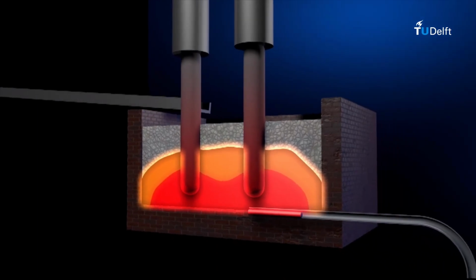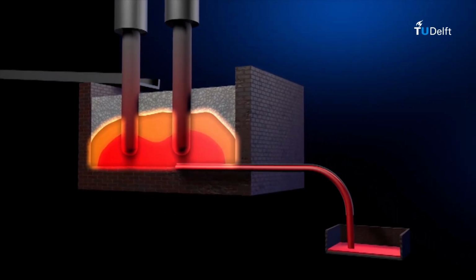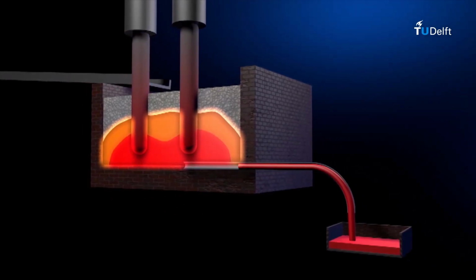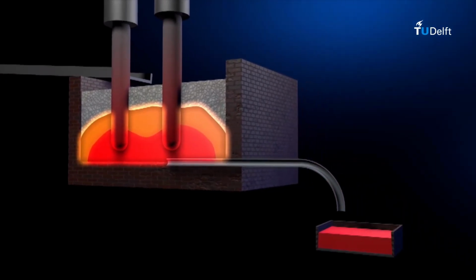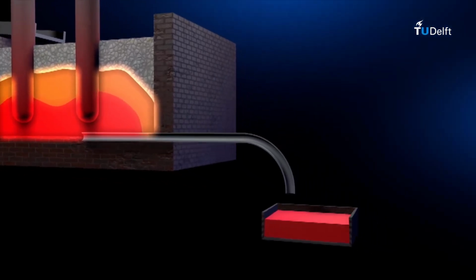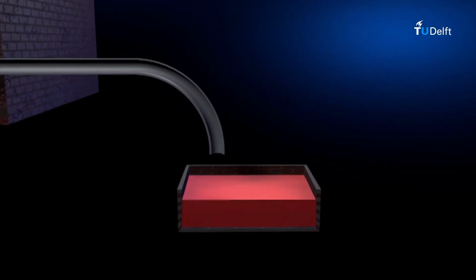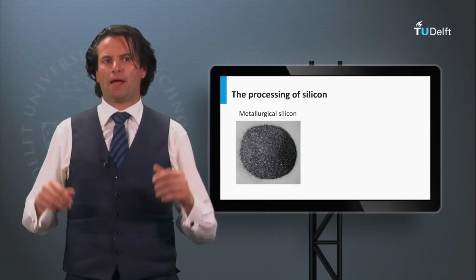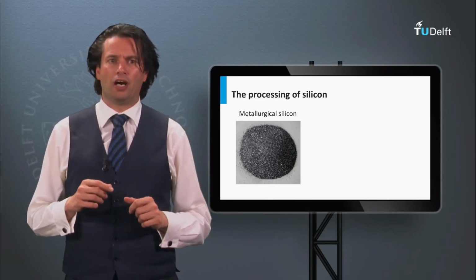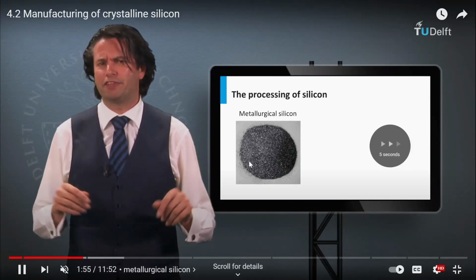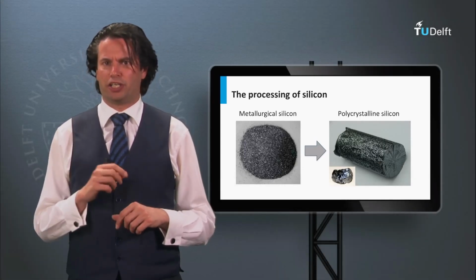After heating, it becomes molten and some impurities are removed. So now we have metallurgical silicon, and from this metallurgical silicon we need to obtain polycrystalline silicon. So how will we do it?